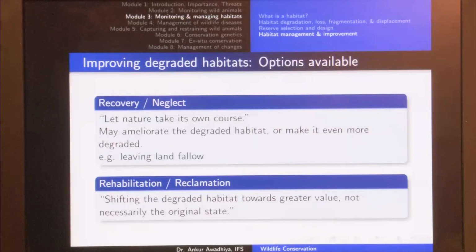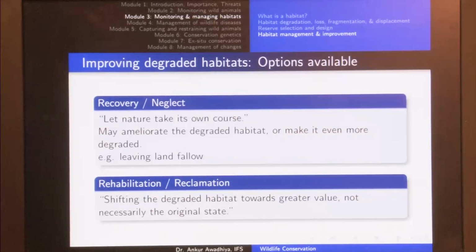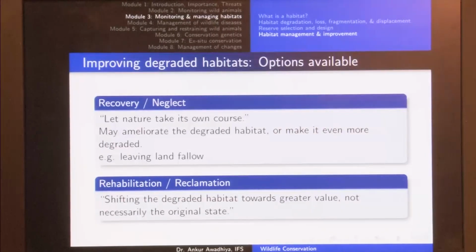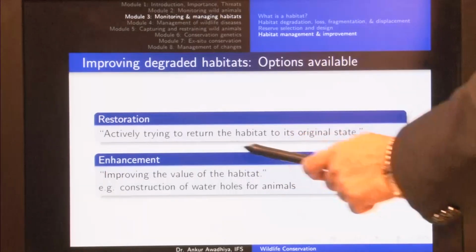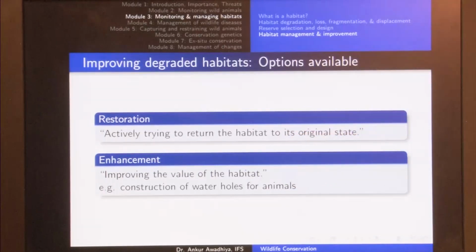So for instance, if there was forest and that forest was degraded away, converted into say a barren land, and on that barren land we are trying to grow certain species, it does not become as good as the original forest, but we are trying to rehabilitate or reclaim some part of that degraded area into a forest. Next is restoration, in which we are actively trying to restore or return the habitat to its original state. So it could involve a heavy dose of planting of the native species.